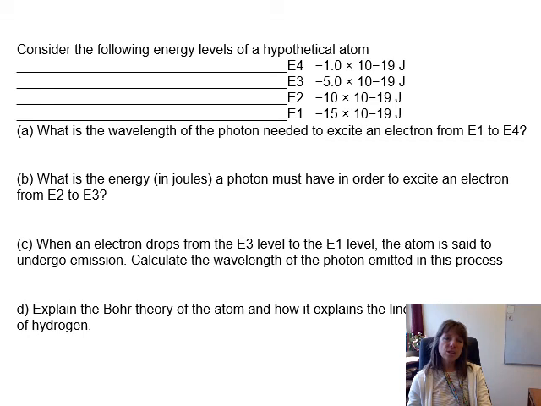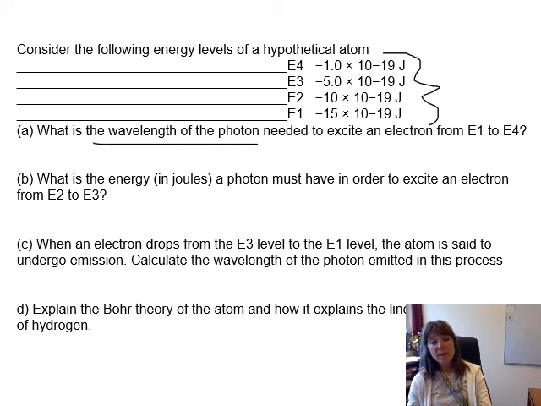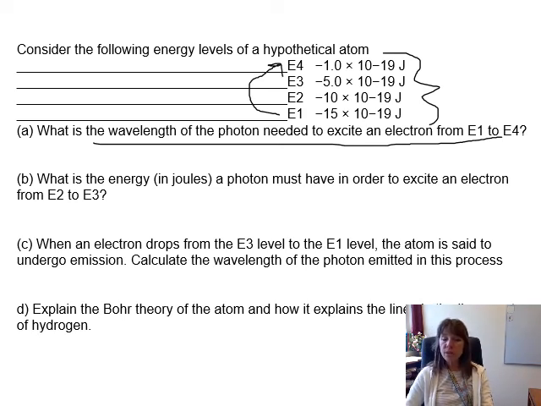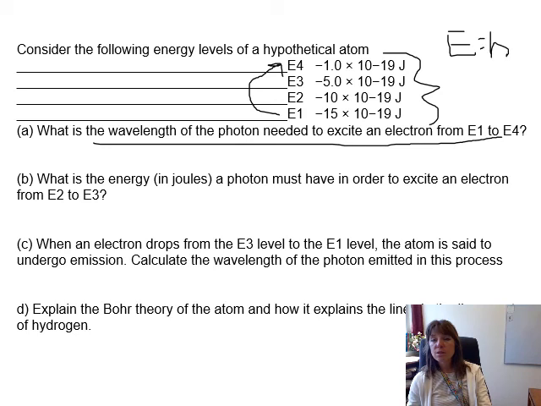Now on your fun sheet, here's another question, where I've asked you to consider a hypothetical atom. This is a problem directly out of your textbook that I thought was a good one for understanding the Bohr theory of the atom. The Bohr theory said that there were levels, and those levels had energy values associated with them. The question is, what is the wavelength of the photon needed to excite an electron from 1 to 4? You get a change in energy, and once you do, you can use E equals hc over lambda and solve for wavelength.